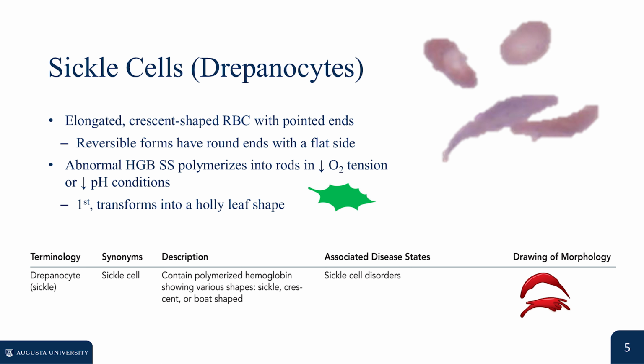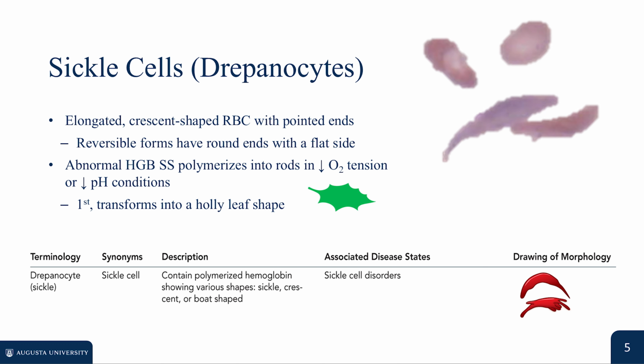Sickle cells, or drepanocytes, appear as elongated, crescent-shaped or banana-shaped RBCs with pointed ends. Reversible forms may exhibit rounded ends with a flattened side, whereas irreversible forms feature sharp, pointed ends. This striking shape alteration is driven by mutated hemoglobin S.